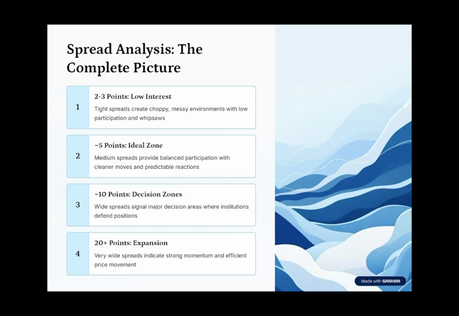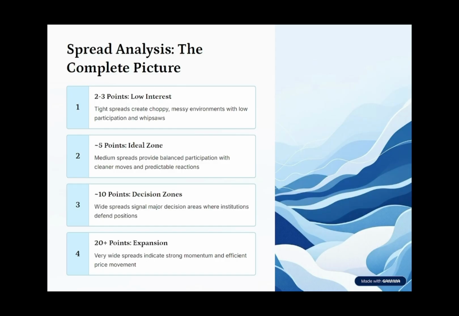The third one is the 10-point spread. These are the wider spreads, and the zones signal major decision areas because institutions will likely defend their positions in those zones. And the last one is the 20-plus point spread. These are very wide spreads that occur when there is strong momentum in the market. You will often see efficient price movement as well with a spread of 20.